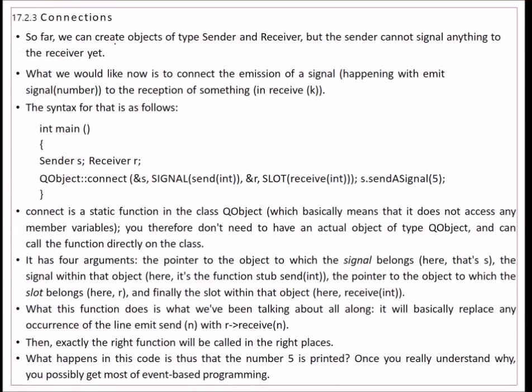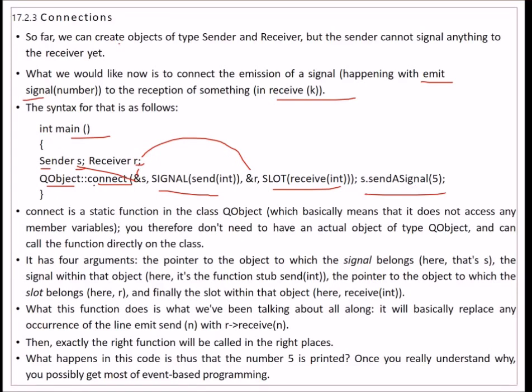Then coming to connection, we can create objects of type sender and receiver now, but the sender cannot signal anything to the receiver here. There has to be a connection. So we would like now to connect the emission of this signal, which is happening with the emit signal. This was the emit signal and this was the receive for reception. The syntax is quite simple. In main, you have to make a sender S variable, a receiver R variable, and just use QObject::connect, with &S, &R, the signal sendInt, the slot receiveInt, and then S.signal.